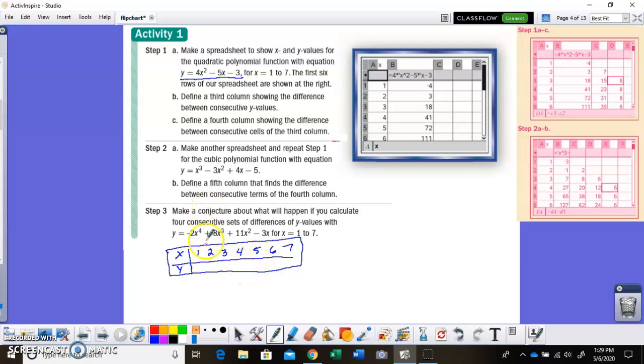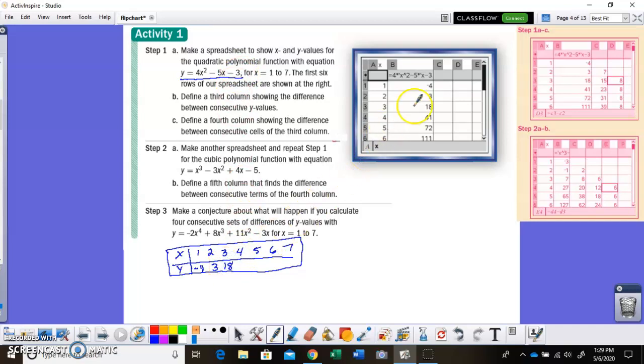So if I substitute in the number 1, I've got 4 minus 5, so that's negative 1 minus 3, so that gets me a negative 4. If I substitute in the number 2, 2 squared is 4 times 4 is 16, minus 10 minus 3 is going to be a positive 3. If I substitute in the number 3, I've got exponents first. I've got 9 times 4, which is 36, minus 15, minus 3. That's going to get me 18.